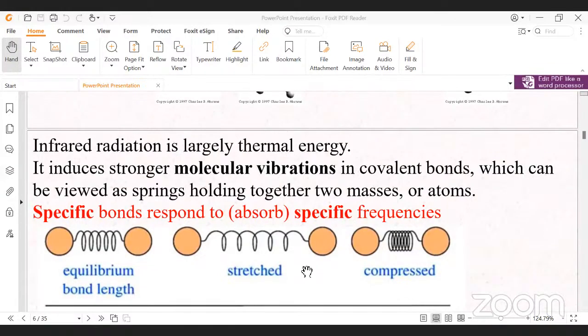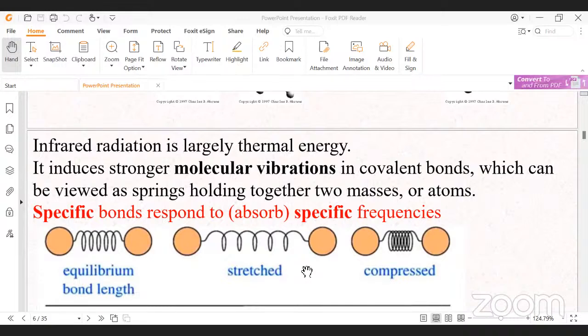Then, giving more energy, the molecule goes to the electronic transition. These are the electronic energy levels. First, translation energy, rotational energy, vibration energy, and electronic energy. We have four types of energies. Infrared spectroscopy involves the vibrational energy. Infrared radiation is largely thermal energy compared to rotation and translation.